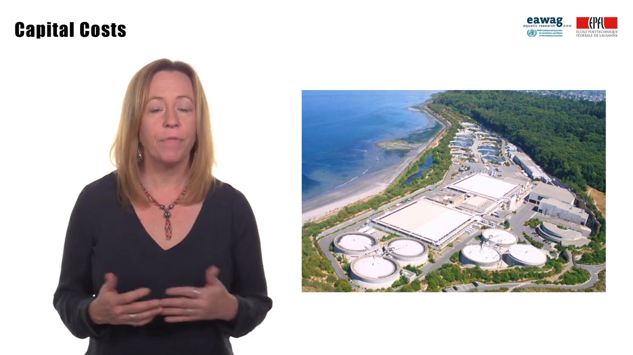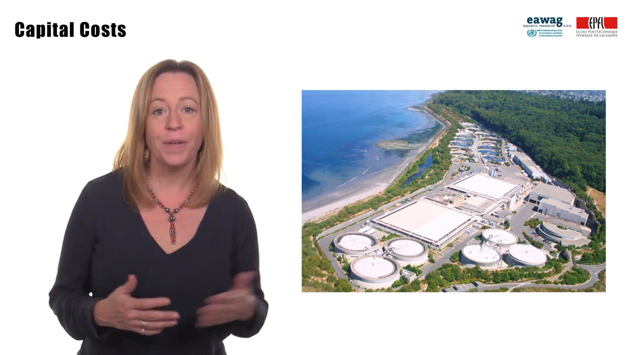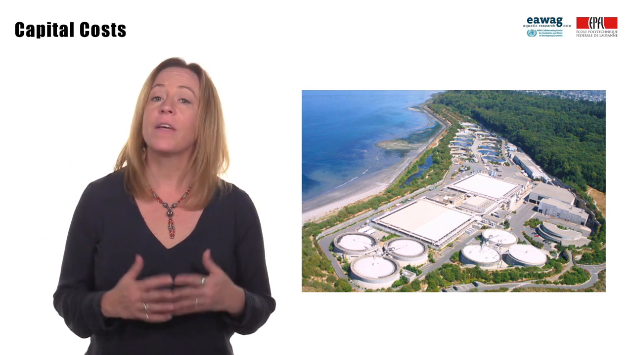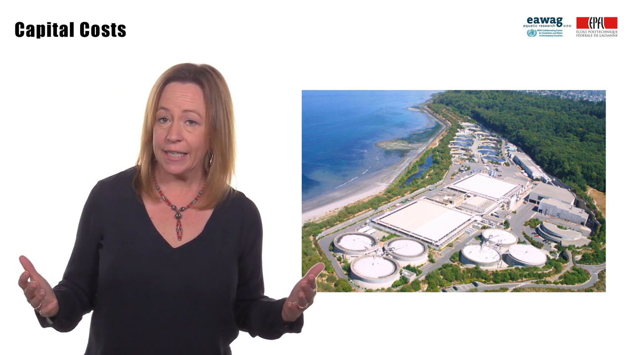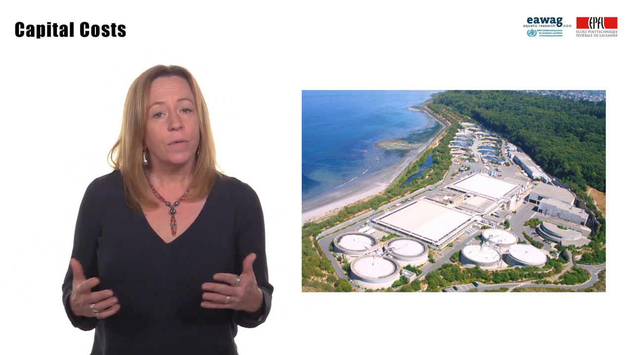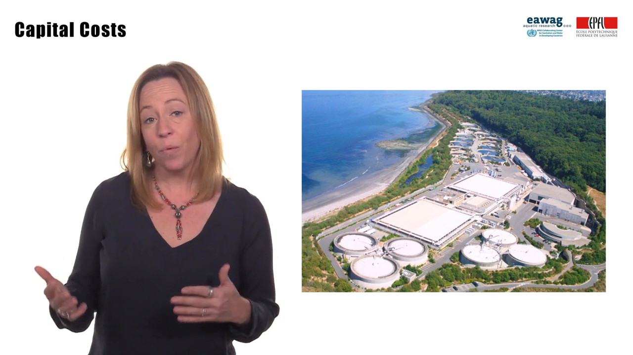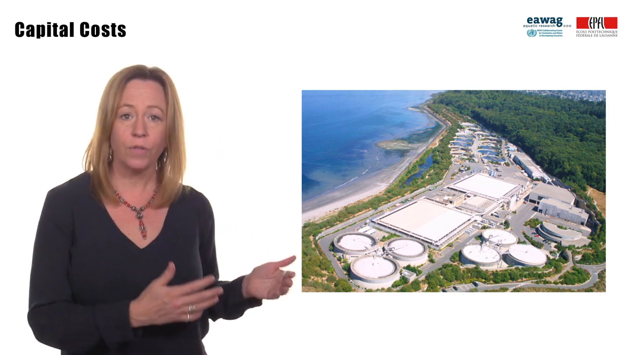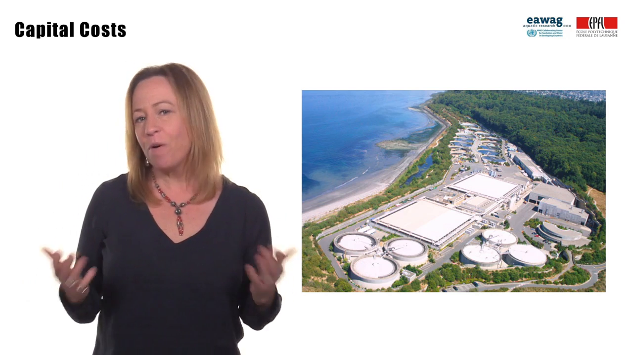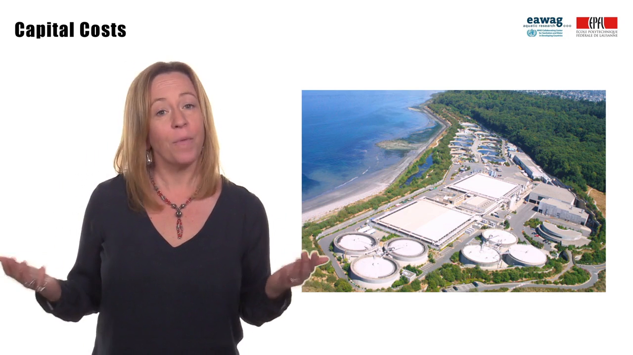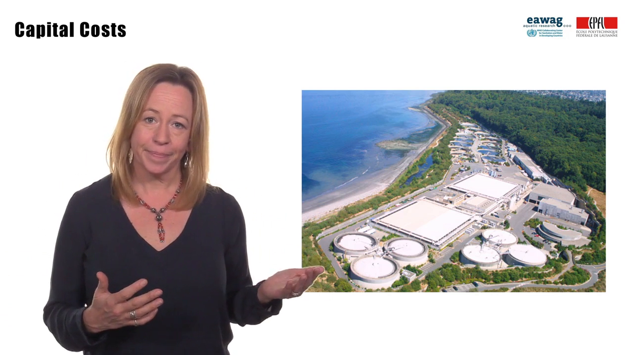So, for example, if you wanted to build a treatment plant, it would include the cost of the property and the construction of the entire facility. But with sanitation, it also includes the infrastructure to get wastewater or fecal sludge to the treatment plant, because there's no point in having a treatment plant without a way to get the wastewater there.